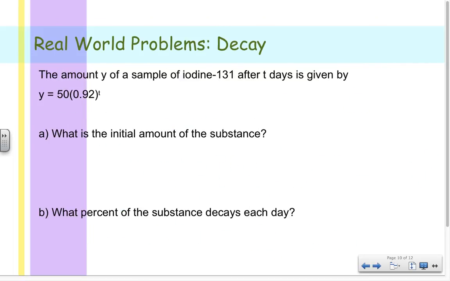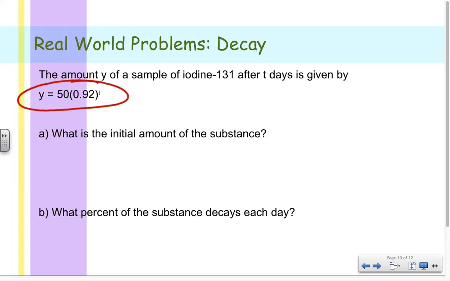And really we could take a look at this last one. It gives you a formula now. So it's saying we have some iodine 131, and it's given in this formula. And now it's kind of asking us to interpret it. What is the initial amount of the substance? If I look at that, we should be able to identify what that is.